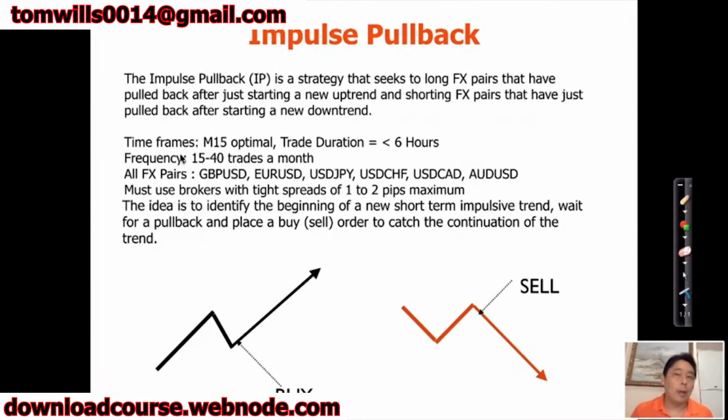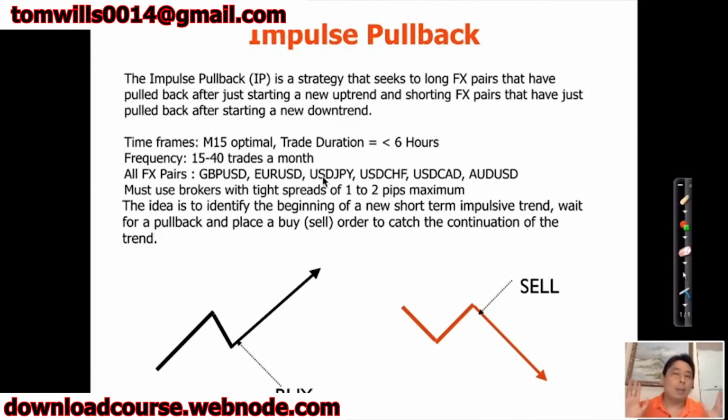So again, like I mentioned, this strategy works best on 15-minute candles, or M15. And the average trade duration is about 6 hours or less. Now, of course, at times it may go beyond 6 hours, but definitely less than 24 hours. So it's a day trading strategy, but most of the time, you will be able to exit your position in less than 6 hours. We expect to find anywhere from 15 to 40 trades a month, and it works on all FX pairs. So pound dollar, euro dollar, dollar yen, dollar franc, Aussie dollar, dollar CAD, and so forth.